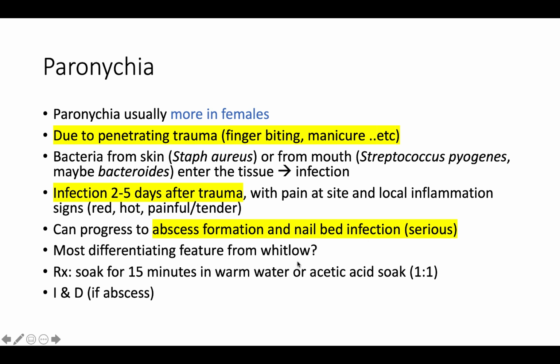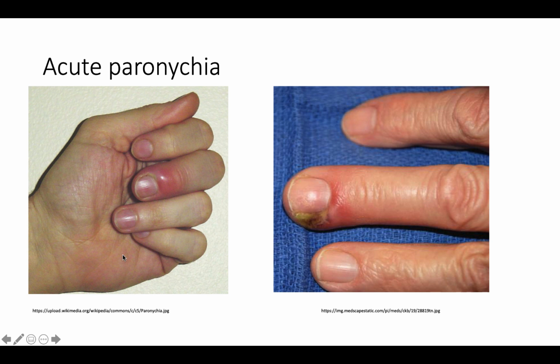Most differentiating feature from whitlow هو basically the vesicles, if you can see them, and then history of the patient having pharyngitis or sores, mouth sores, or mucous membrane sores. This will not be something that happens in bacterial infection. Treatment, you can soak it for 15 minutes in warm water or acetic acid soak, and then drain any abscess. It's acute paronychia, as you can see here. This abscess formation, dried abscess ما بتشوفه كتير بالوتلو.